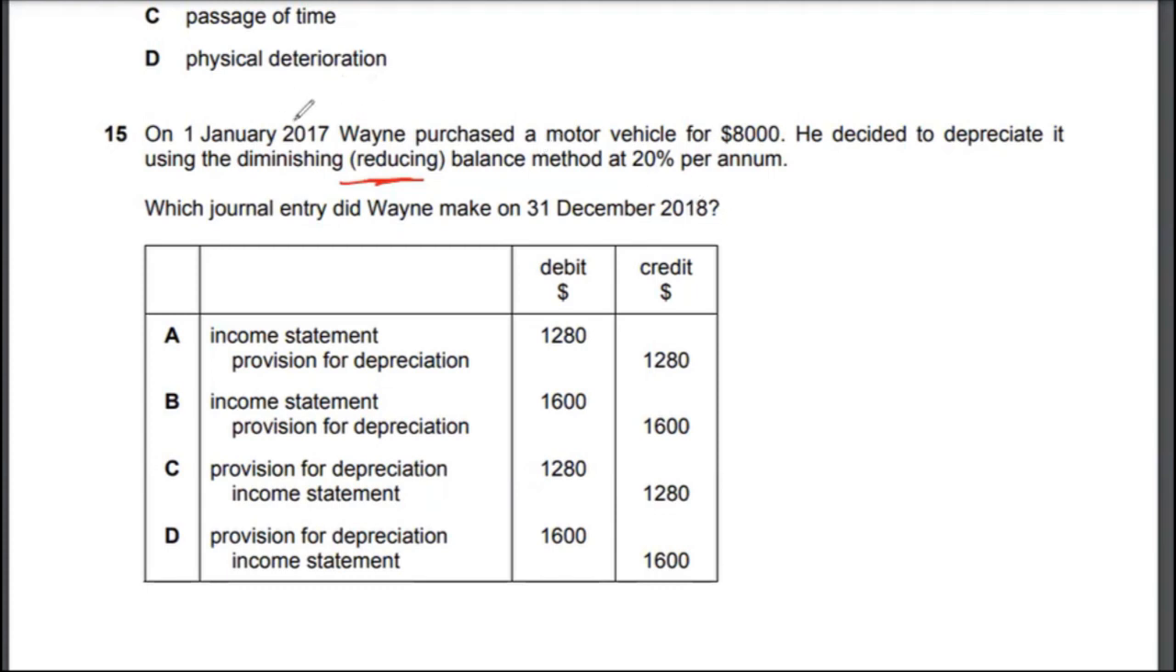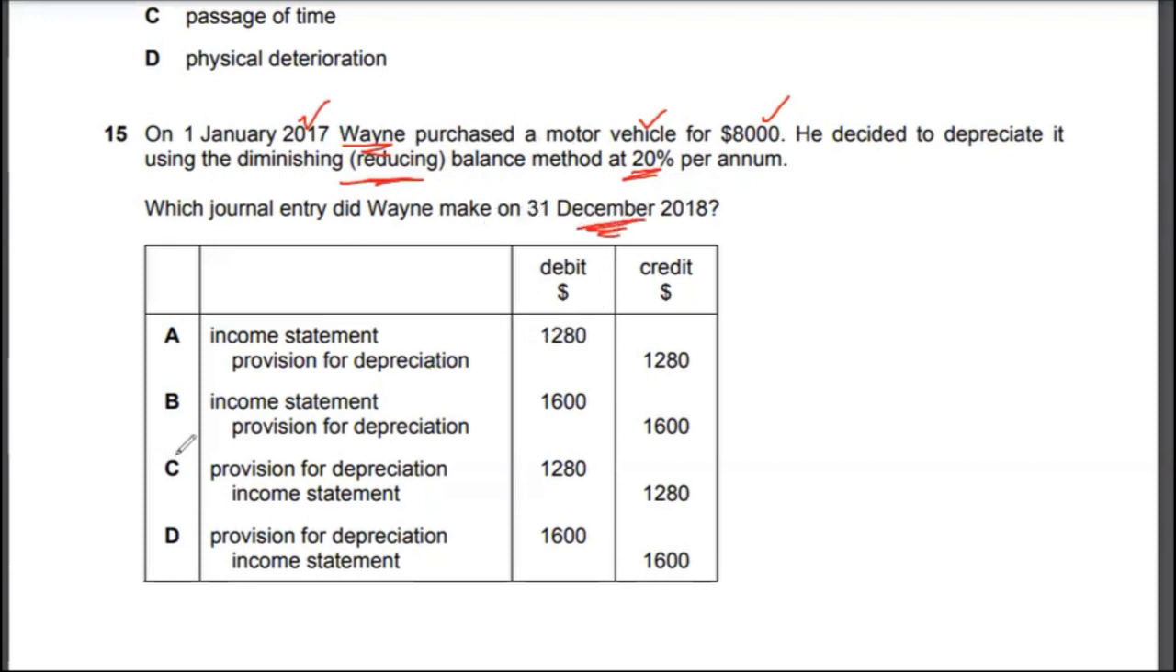So in this case, Wayne has purchased a machinery on 1st January 2017. He has purchased a motor vehicle for $8,000. He depreciates the asset using the double declining method, or diminishing or reducing balance method, at 20% per annum. And the question is asking you to make a journal entry on 31st December 2018.